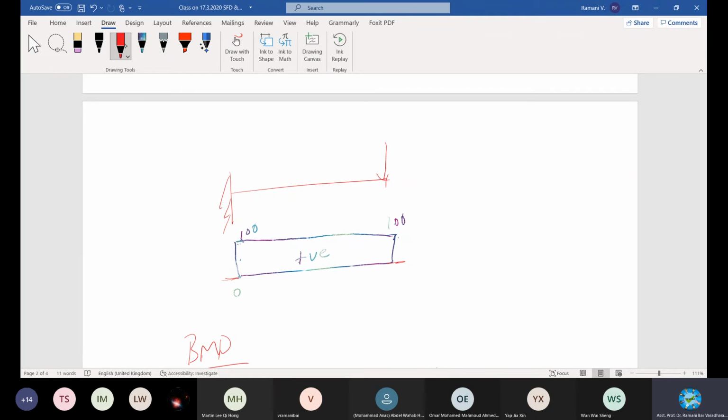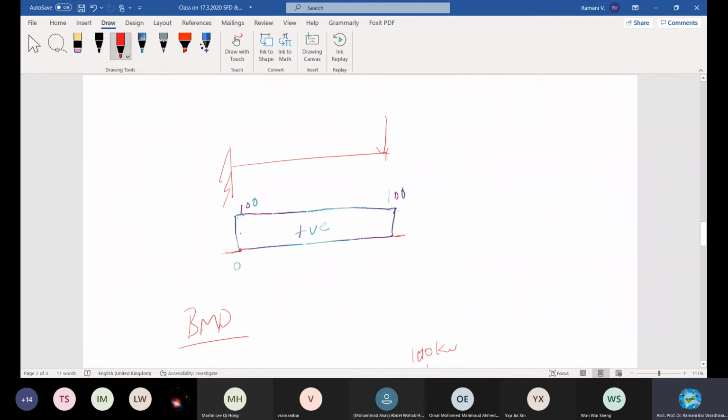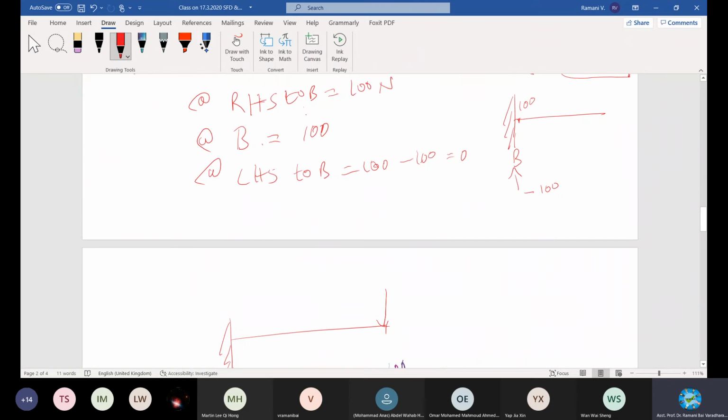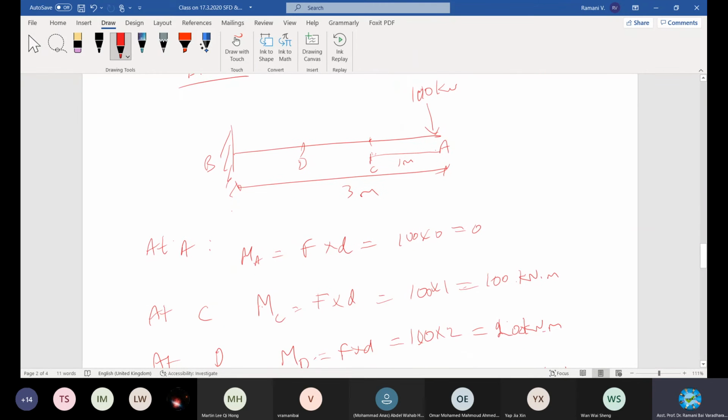So you have the value until this one; it is supposed to be 100 and then plus 100, reaching 0 at this point. Okay, this is how shear force is done. And for bending moment, start from this end, from A, force into distance.